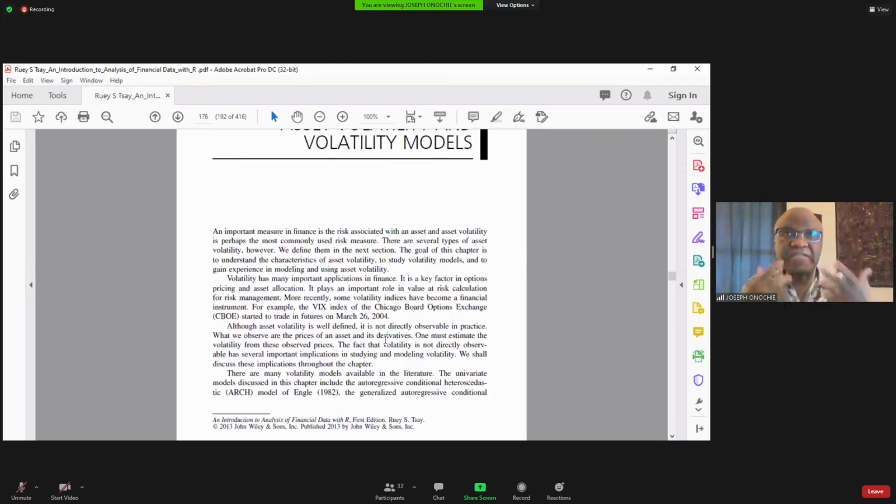So if I want, for example, to say how risky is Facebook, I can begin with the price of Facebook stock itself, and I can measure the volatility of the price of Facebook: standard deviation, variance.